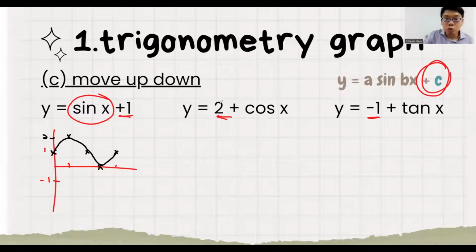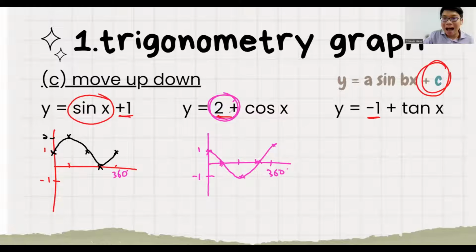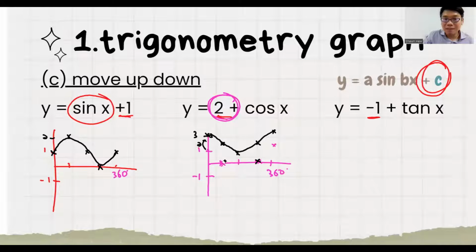Next, we try y equals 2 plus cos x. So we draw the cos x first. So the whole graph moves up 2. 1 moves up 2 and becomes 3. 0 moves up 2 and becomes 2. -1 moves up 2 and becomes 1. 0 we move up 2 and it becomes 2. 1 we move up 2 and it becomes 3. So this is my final answer.